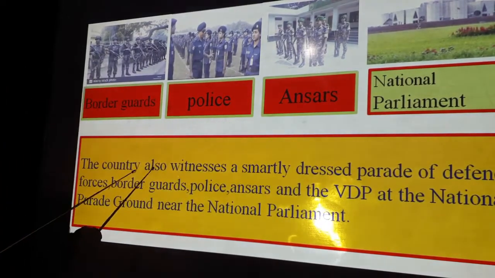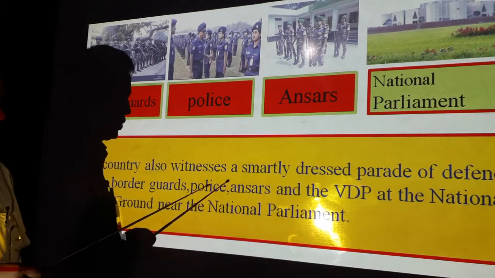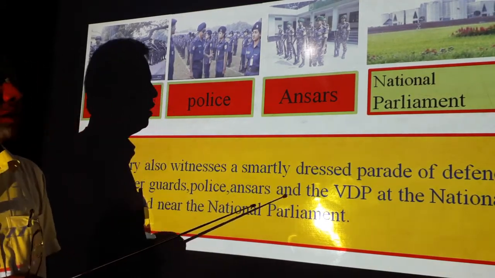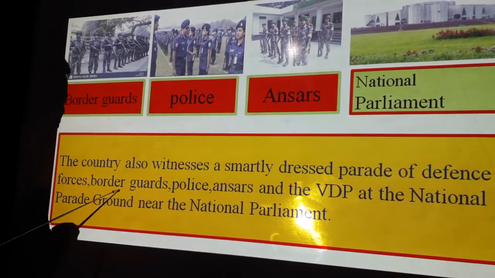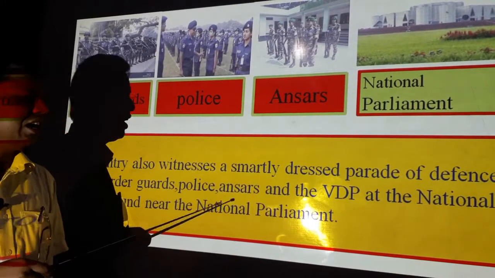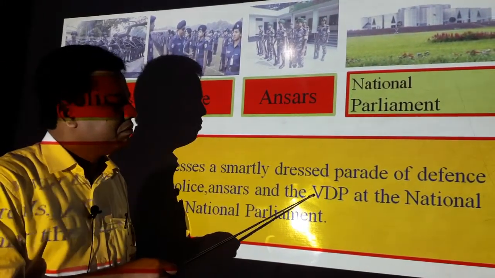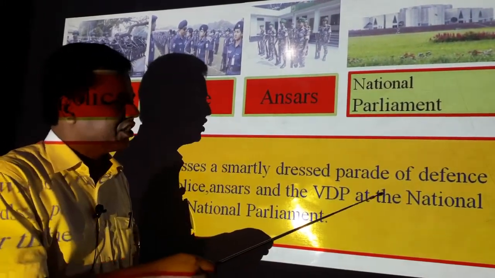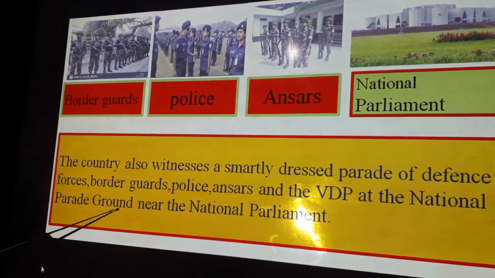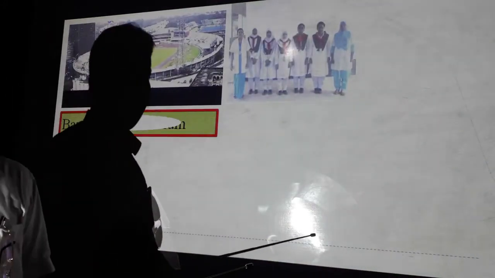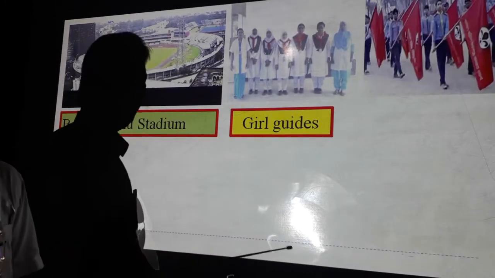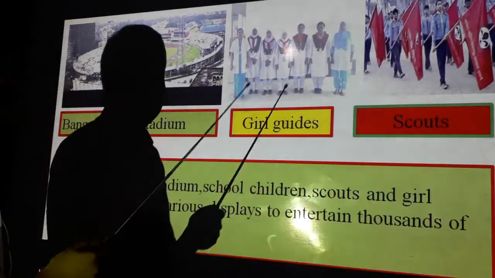Now we read the topic. The country also witnessed a smartly dressed parade of defense forces, border guards, police, Ansars, and the BDR at the National Parade Ground near the National Parliament. Now, let us go next and I will discuss the picture.